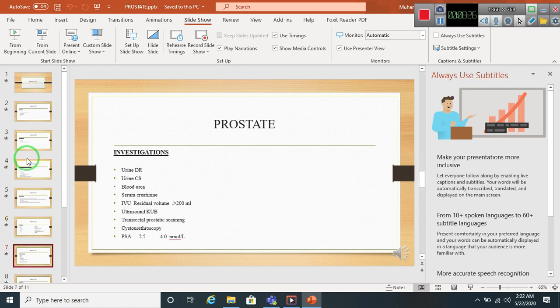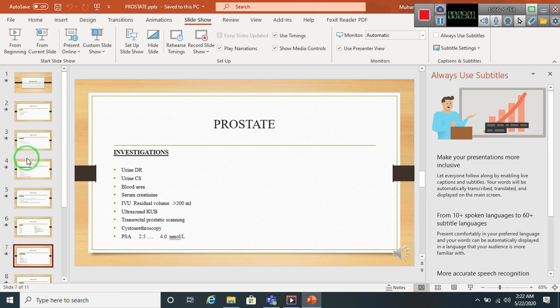Investigations. Urine DR and CS. Urine DR shows that there is pus in the urine, red cells in the urine, casts, and culture sensitive, because the urine stays within the bladder and does not pass easily and stays more in the bladder, so there is infection, and that infection can be represented or seen in the blood. Urine CS shows the bacteria present in it.